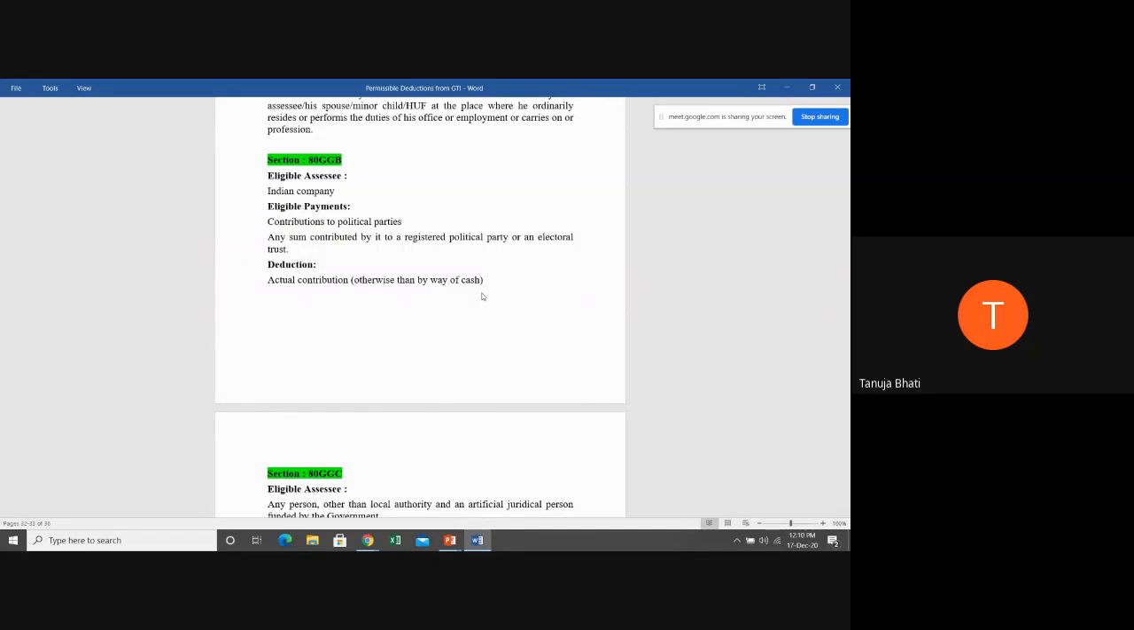Many a time donations have to be made by companies to the political parties. So if the contribution is made otherwise than by cash, then the deduction will be the actual contribution that it is making.